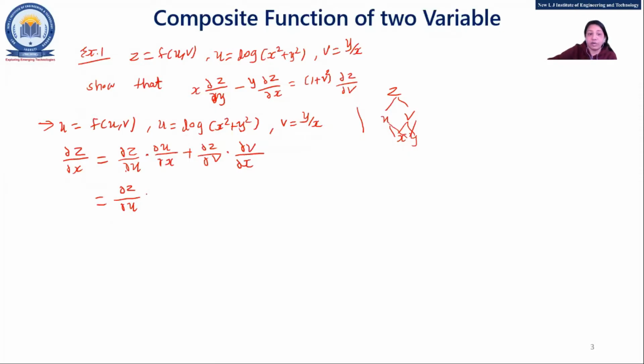So u equals log of x square plus y square. Just take the partial differentiation of that with respect to x. For log it will be 1 upon x square plus y square. Now with respect to x, we'll consider this part only, and y will be a constant. So it is 2x, plus del z by del v as it is, and dv by dx.